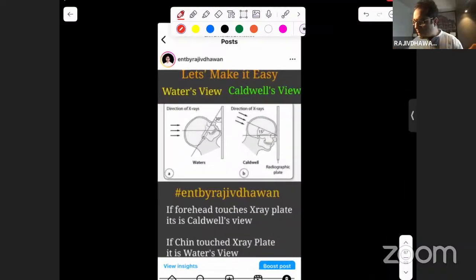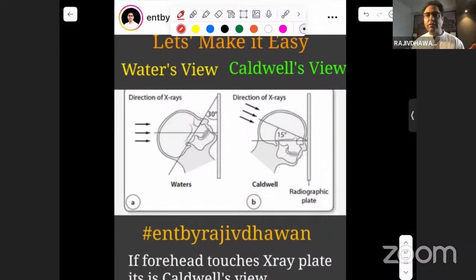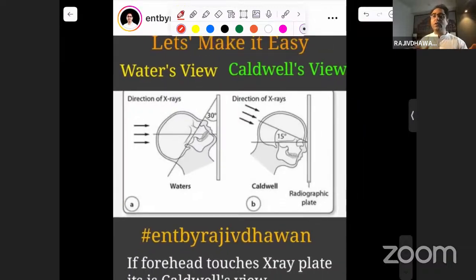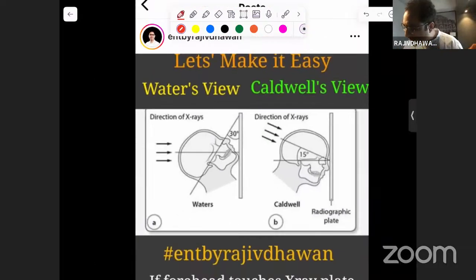Now, this is again a very popular question, beta. Last time, they did not give the X-ray. They gave you the image of the X-ray being done. Very simple question, very simple answer. Look at me. If the chin is touching the X-ray plate, it is Water view. And if the forehead is touching the X-ray plate, it is Caldwell view. If the chin is touching the X-ray plate, it is Water view. If the forehead is touching the X-ray plate, it is Caldwell view.